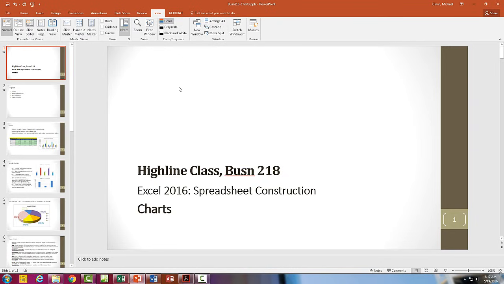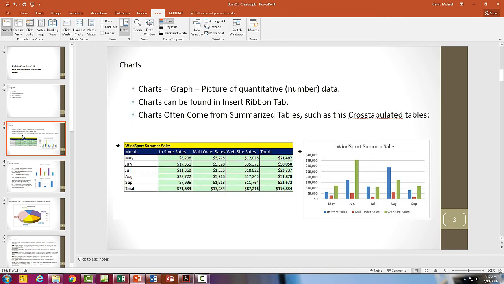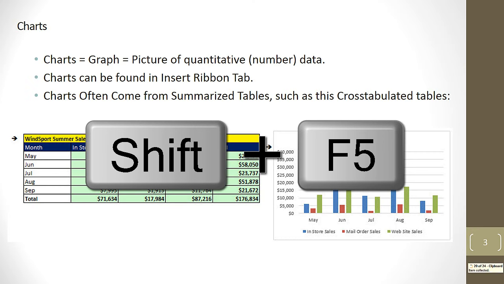And we want to start over here in PowerPoint. And I'm going to go to slide number 3. We actually want to look at each type of different chart before we jump over to Excel and start making charts. Now, I've selected slide number 3. I'm going to use Shift F5 to start on that slide.